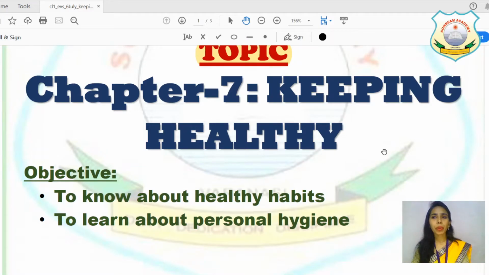Nowadays you can see everywhere, in the newspaper, on the television, everywhere it is being flashed that we need to keep ourselves healthy, we need to eat healthy food, hygienically we need to keep ourselves clean, so that we can boost up our immunity, and it will help us to fight with different diseases and bacteria and viruses. So, we are going to start chapter number 7 today. And when we read out this topic, we will learn about the different healthy habits and also about personal hygiene. So, without wasting time, let us start our today's chapter, that is keeping healthy.